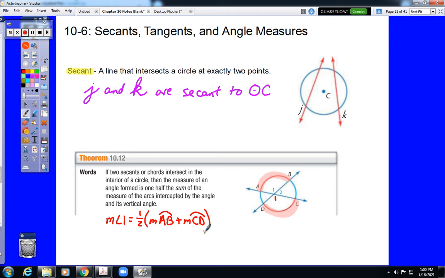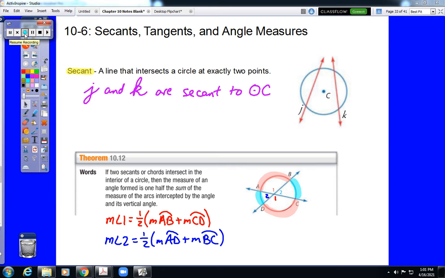Now we can make the exact same argument for angle 2. There are really two angle 2's in this picture because of vertical angles. Yes? And those two angles intercept arc AD and arc BC. So the same idea would apply here. The measure of angle 2 would be 1/2 the measure of arc AD plus the measure of arc BC. So when they intersect inside of a circle, we add the two intercepted arcs together and divide by 2.